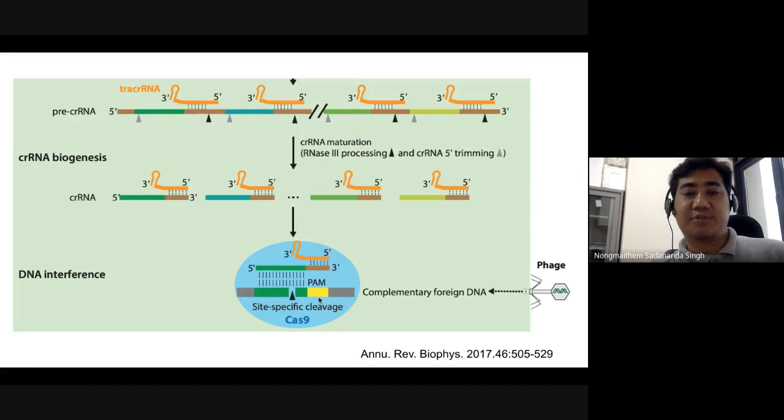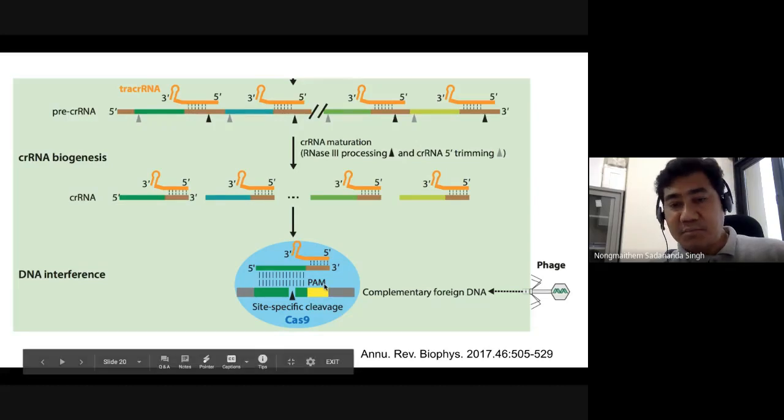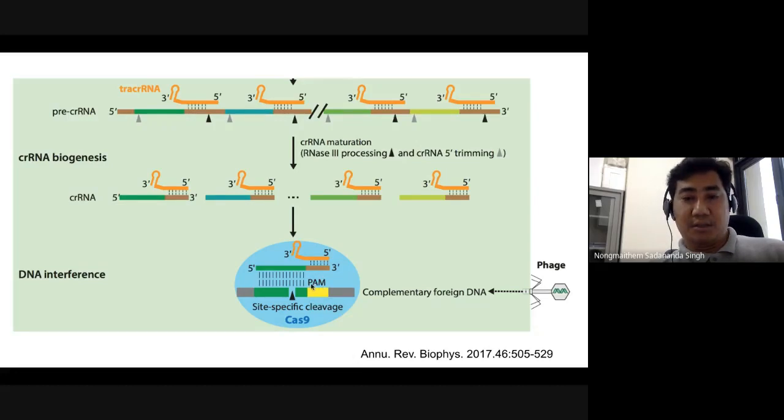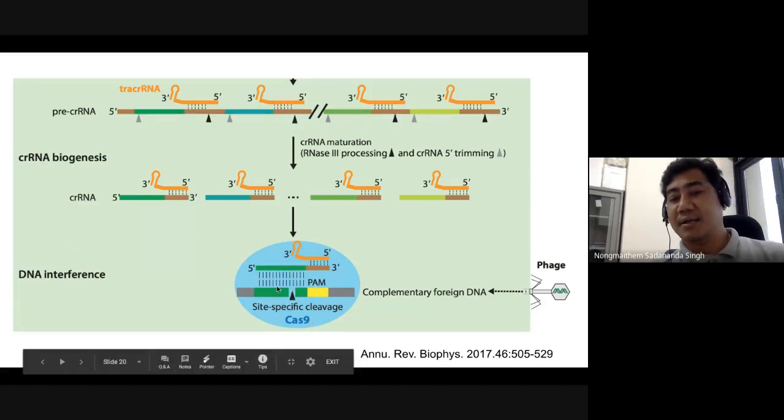This ribonucleoprotein complex can scan through the genome of the invading virus, the viral genome, and through the recognition of a sequence called the protospacer adjacent motif, PAM sequence, this allows the docking of the complex, the RNA complex along with the Cas9, which docks there and clips the genome of the invading virus.